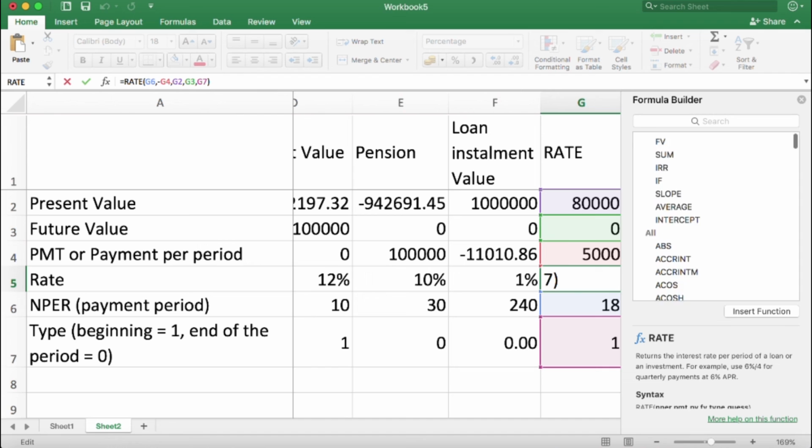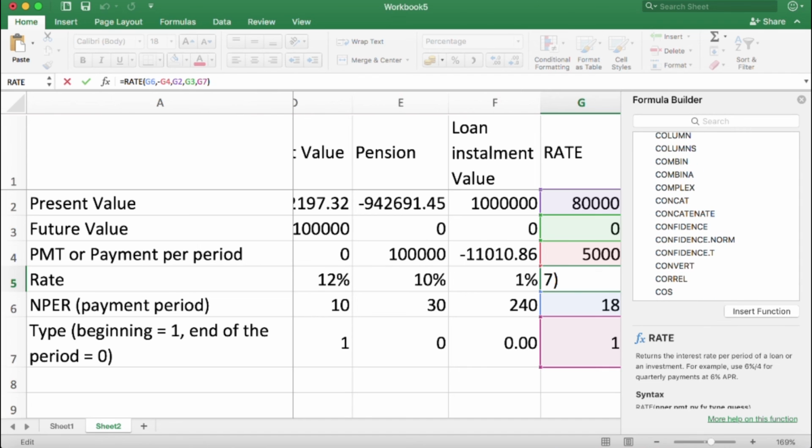Excel has several such useful functions. You can see there are so many functions which are available. Many of them are related to financial functions. You can explore these functions, and Excel also has a help menu. You can also get examples or illustrations in these help menus.